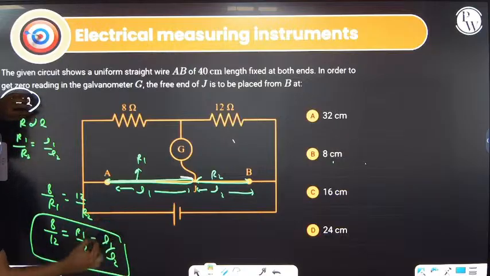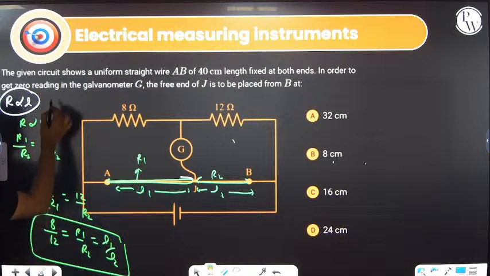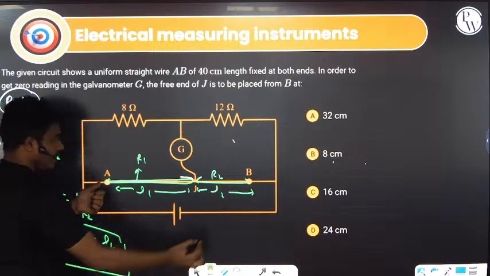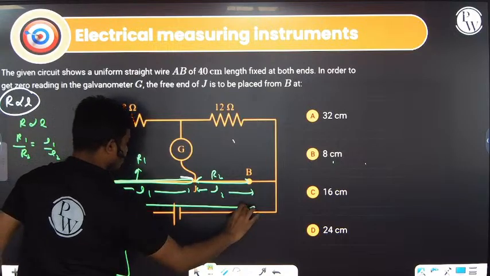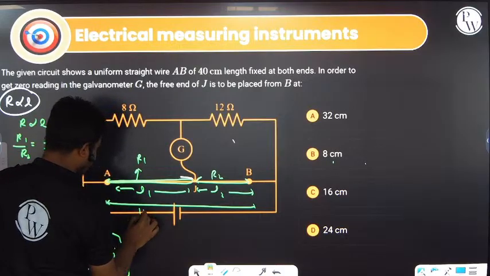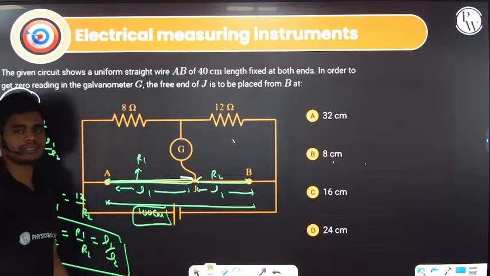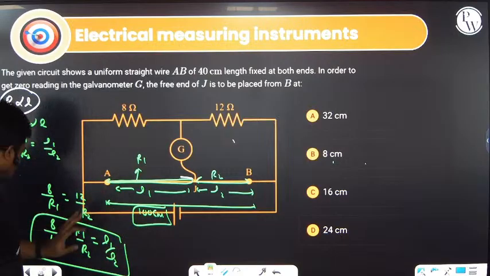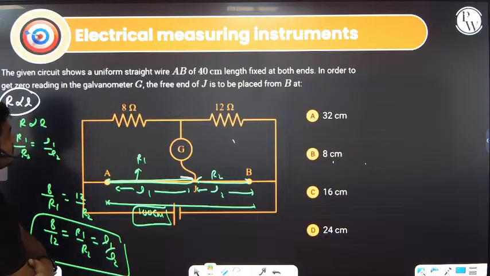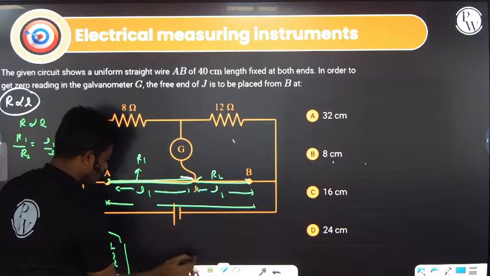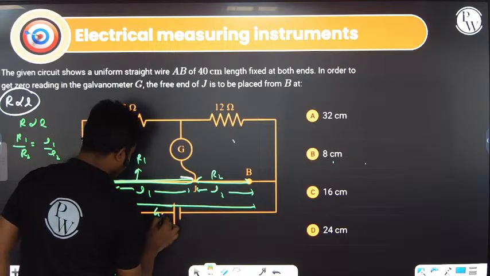Okay, right. So the given circuit shows a uniform wire AB of 40 centimeter fixed, and again this total length between A and B is nothing but 100 centimeter. Remember this: most of the time it will be 100 centimeter, unless they have specified otherwise in the question. So this total length is 100 centimeter. Here in this question they have mentioned AB of 40 centimeter length fixed at both ends, so this distance is 40 centimeter.